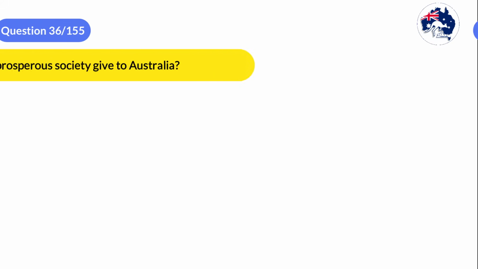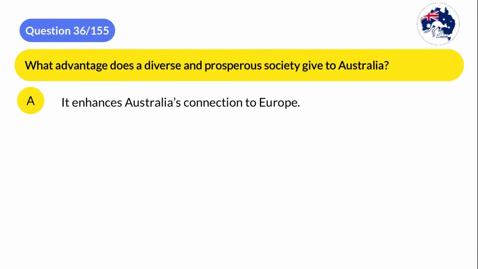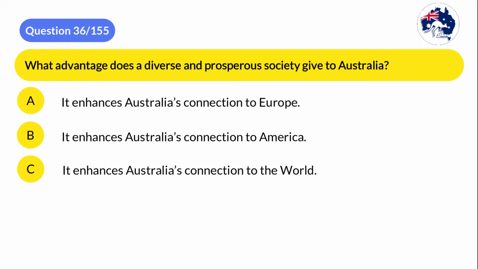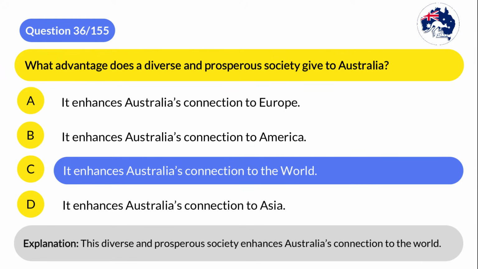Question 36. What advantage does a diverse and prosperous society give to Australia? A. It enhances Australia's connection to Europe. B. It enhances Australia's connection to America. C. It enhances Australia's connection to the world. D. It enhances Australia's connection to Asia. The correct answer is C. It enhances Australia's connection to the world. Explanation: this diverse and prosperous society enhances Australia's connection to the world.